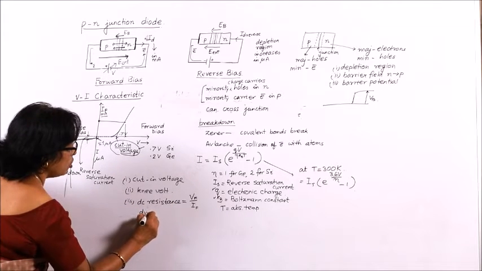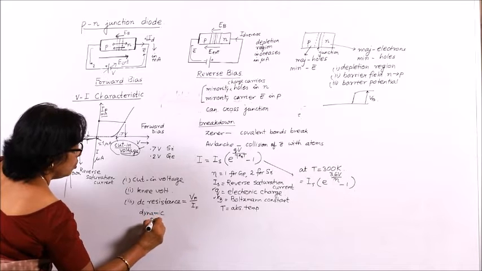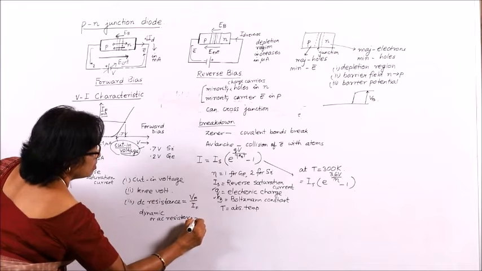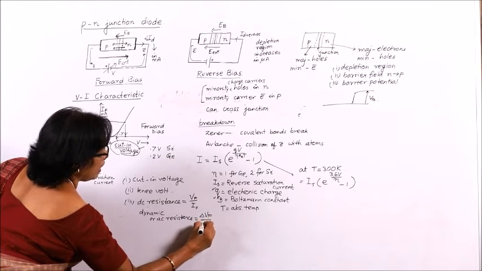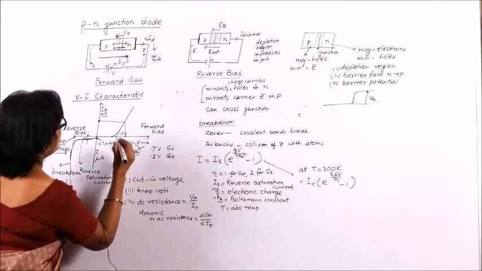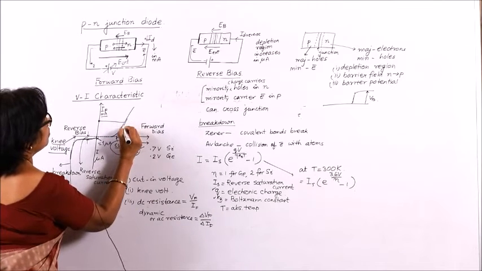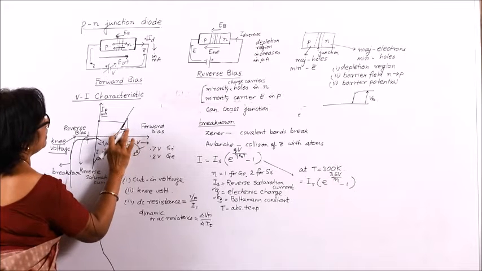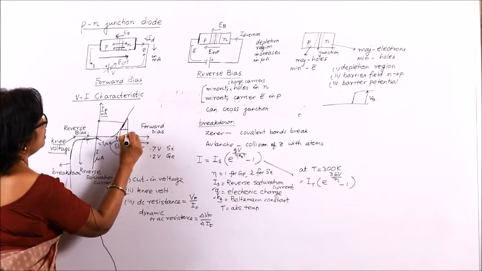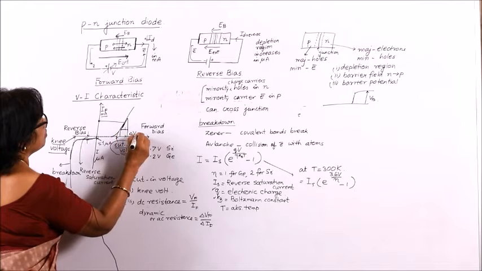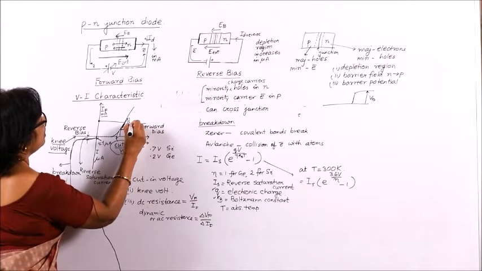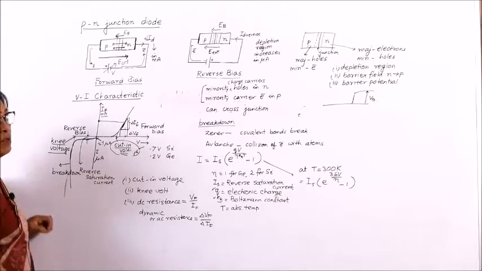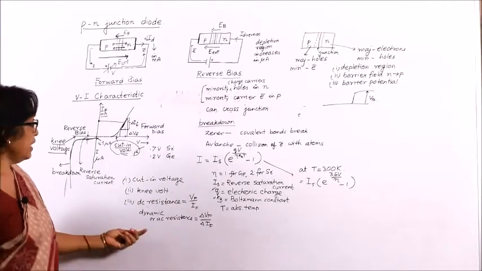Another is the dynamic or AC resistance of the diode, that is delta Vf by delta If. That means you take this change in voltage, from here to here is delta Vf, and the change in current is delta If. So, if you take this by this, you get the dynamic AC resistance.